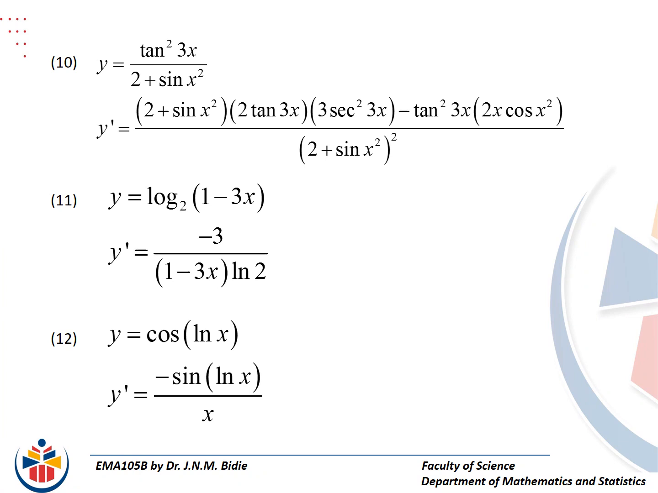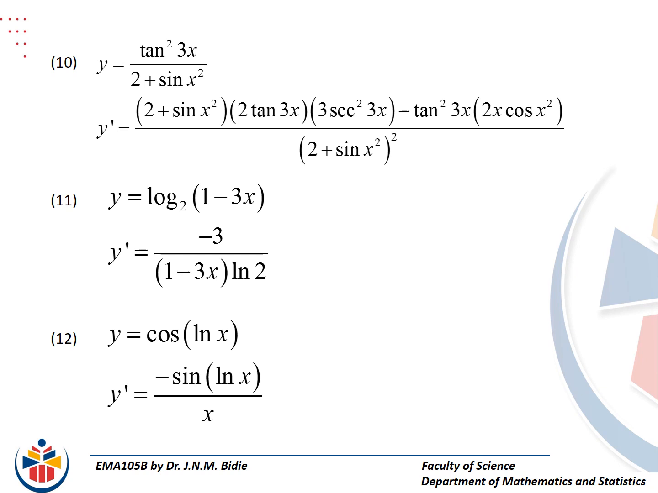I'm hoping you are with me. We say the answer to the derivative of log of 1 minus 3x base 2: firstly, in the numerator, is the derivative of the argument of the log. So it's the derivative of 1 minus 3x, which is minus 3, divided by, in the denominator, the argument as it is, 1 minus 3x. All of this is multiplied by ln of the base of the log.